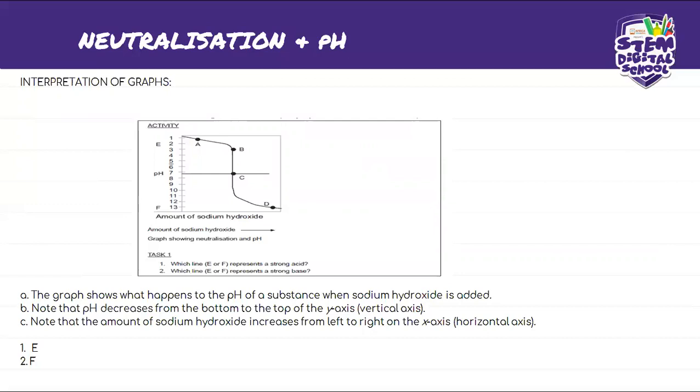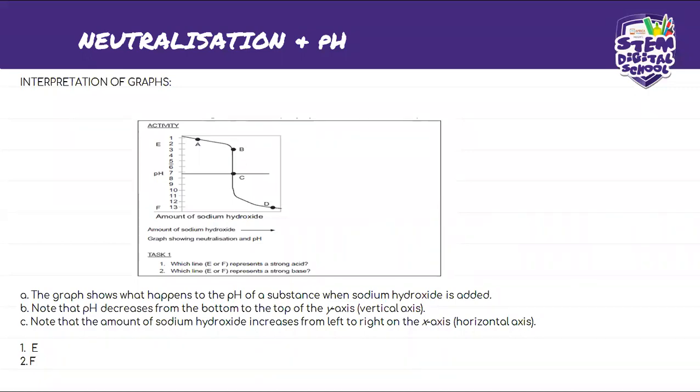Now, which line, E or F, represents a strong acid? Now, which line, E or F, represents a strong base? When you look at it, on the top we have E, and then we have F.